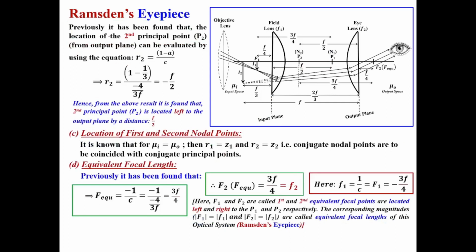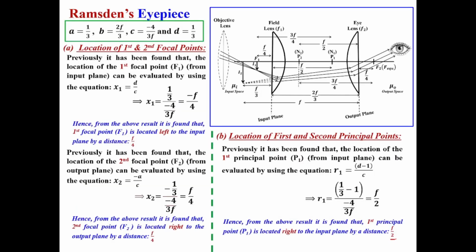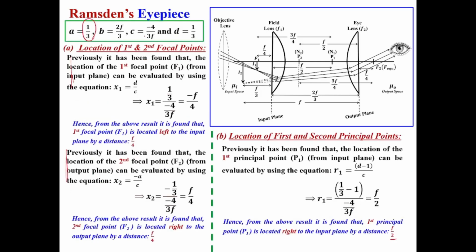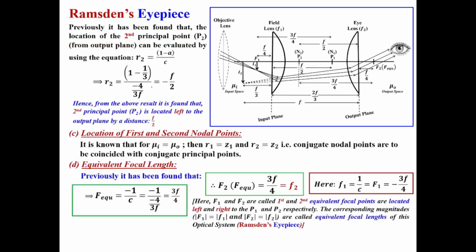Now we are going to evaluate the location of the second principal point. Previously it has been found, the same language I have used. Here in your exam you can reduce these writings, but now you just write in your note. Previously it has been found that the location of the second principal point P2 from the output plane can be evaluated by using the equation r2 equal to 1 minus a by c. Here a value is 1 by 3, c value is minus 4 by 3f. Just substitute these values and you will find the value is minus f/2.